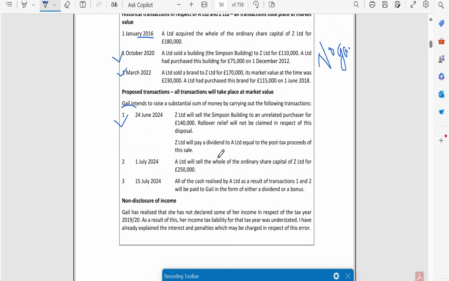So Z Ltd will pay a dividend to A Ltd equal to the post-tax proceeds of this sale. Okay, fine. So Z Ltd will pay a dividend to A Ltd, and in case of a company, there will be no tax on the dividend, right? Be careful with this term as well, because we have to deduct tax from the proceeds, not from the chargeable gain or whatever taxable amount remains. So we will do the calculation, and we will get to this point as well.